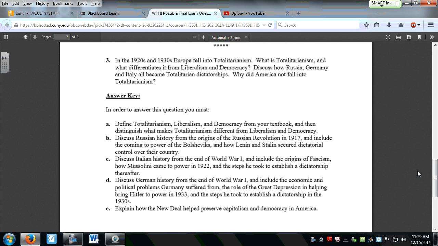And I'm talking about real definitions. I don't want to read totalitarianism is a system of government where the state has total control. Okay, what does that mean? What does total control mean? All right? Now, once you've defined liberalism, totalitarianism, and democracy, explain what makes them different.